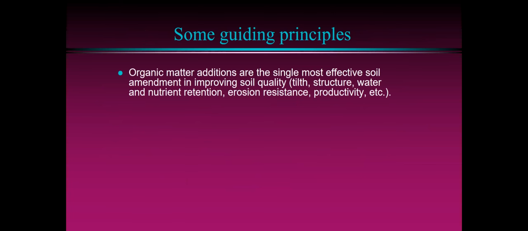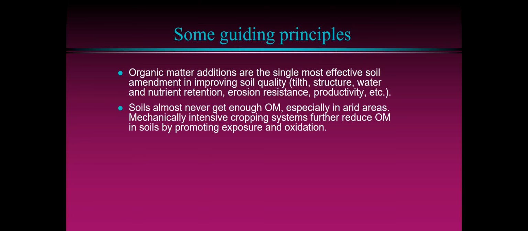Organic matter additions are, again, the single most effective amendment in improving soil quality. So we must apply organic materials, regardless of whether we're using inorganic or organic fertilizers. We've got to put organic matter into the system every year in order to maintain tilth and structure and nutrient retention and water retention and stability of aggregates and things like that. So look for incorporating always some organic matter addition into your fertility management system. Soils almost never get enough organic matter, especially in arid areas. We just can't produce enough plant tissue over time to really increase it readily without external application.